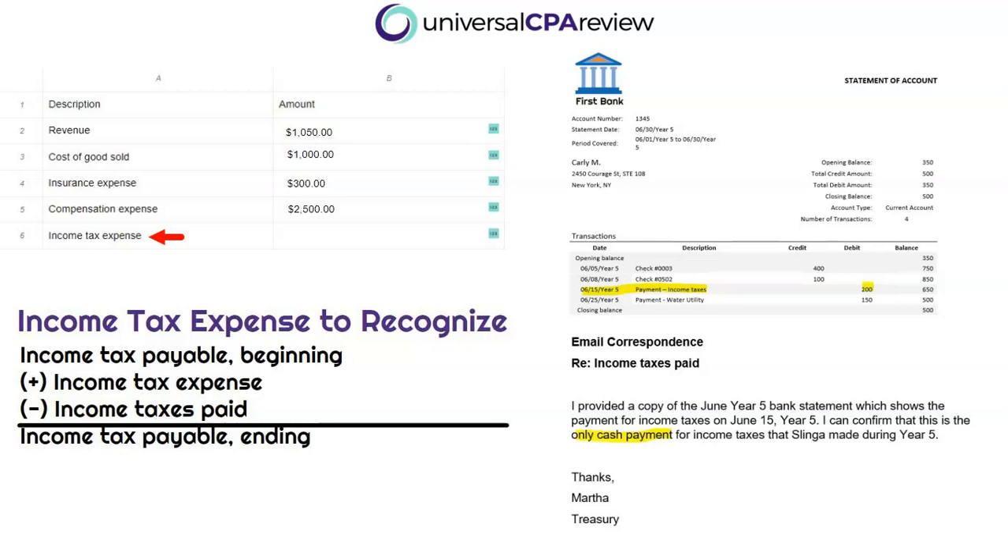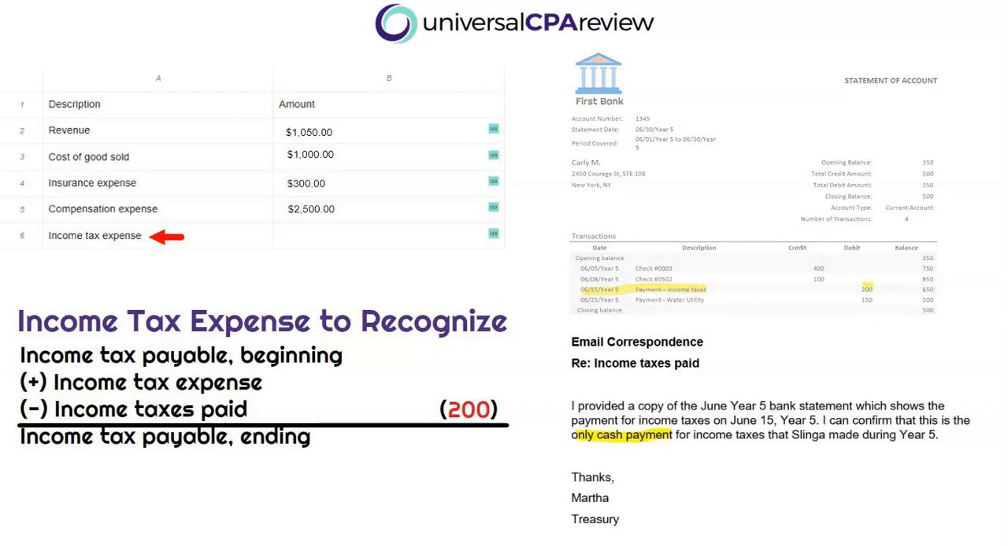So we need to go ahead and email our pal Martha back in Treasury. And she says in there that that was the only cash payment for income taxes that Slinga made during year 5. So we know that for year 5, total income taxes paid in cash was $200.